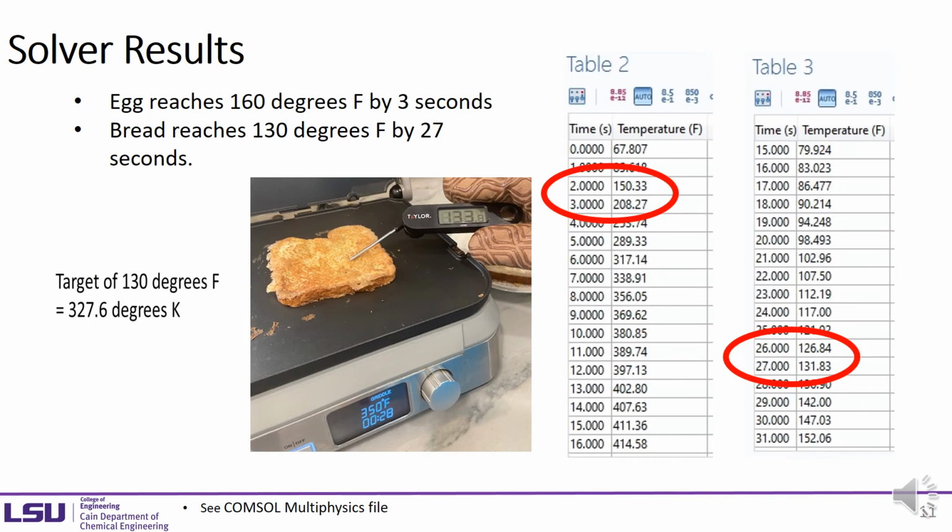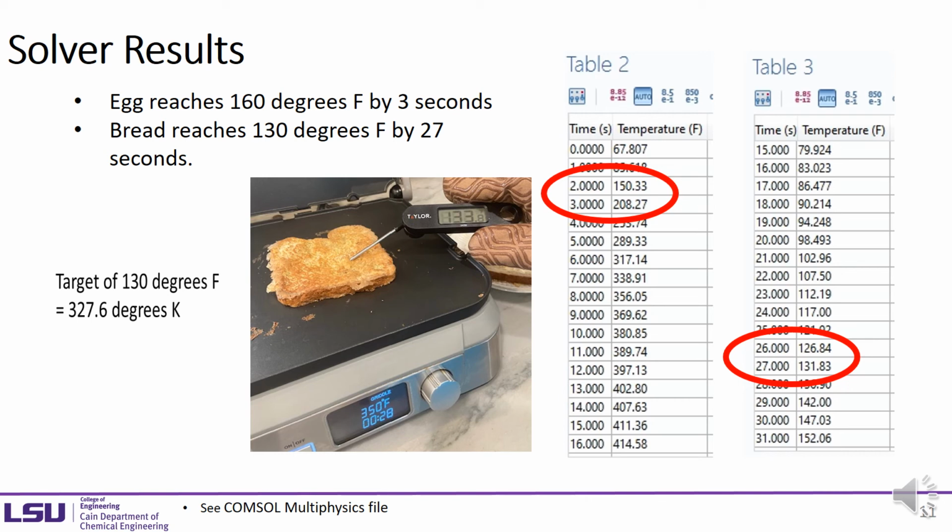So after running my model, I found that the average line temperature, which is shown by table 2, the table in the middle, showed that the temperature at which my egg reached 160 degrees Fahrenheit in order to be fully cooked was between 2 and 3 seconds. And my table 3, which is shown on the far right, shows the value of the center temperature of the bread. So at just about 27 seconds is when it went above the 130 degree mark in order to not burn someone's mouth, but also to be hot enough.